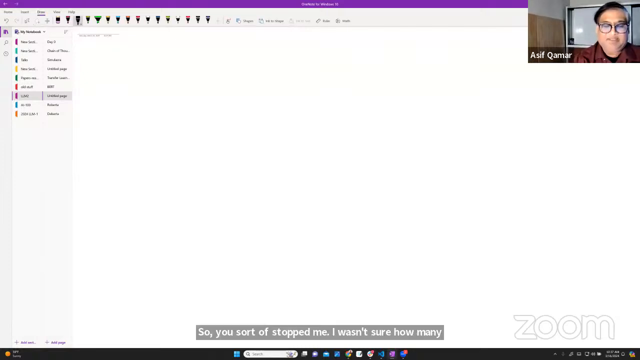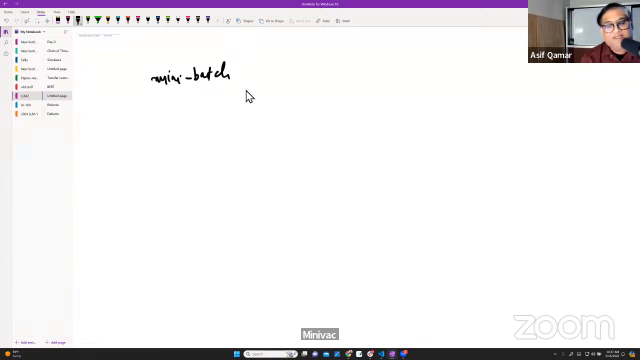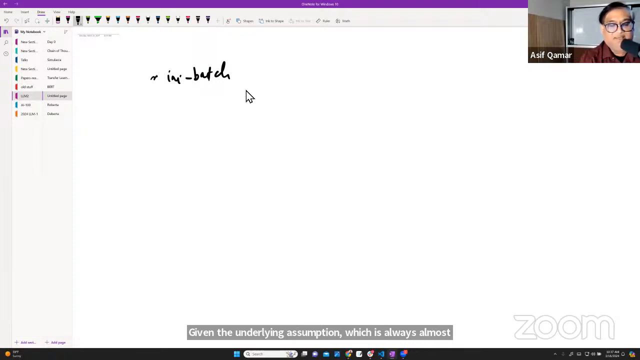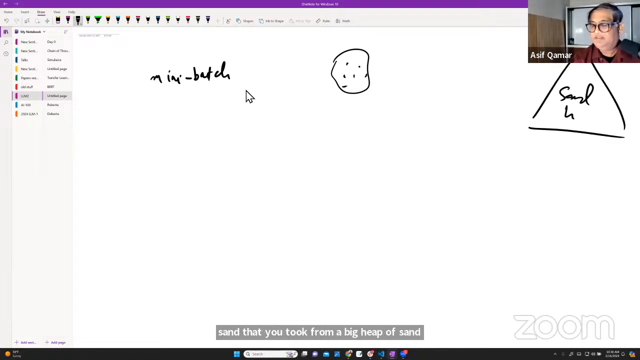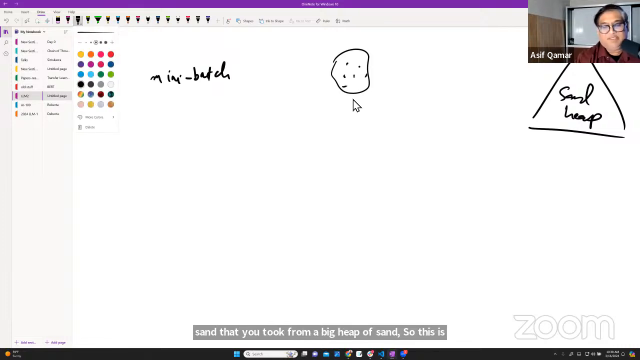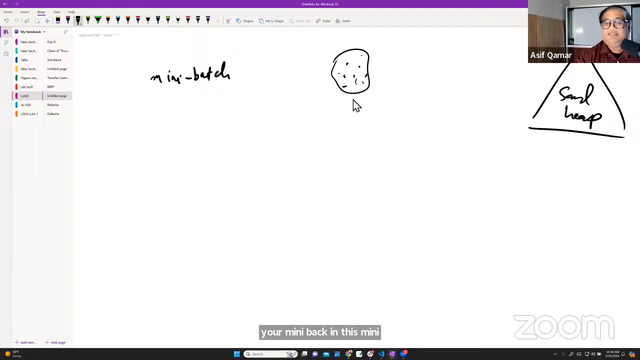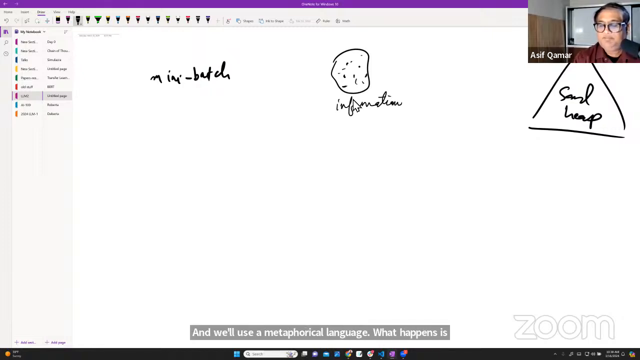So here's the big deal. See, when you do stochastic gradient descent, you have a batch, a mini batch. Now, given the underlying assumption, which is almost always true, data is never clean. So think of a pile of sand that you took from a big heap of sand. This is your mini batch. In this mini batch, and we'll use metaphorical language, there is information plus noise.